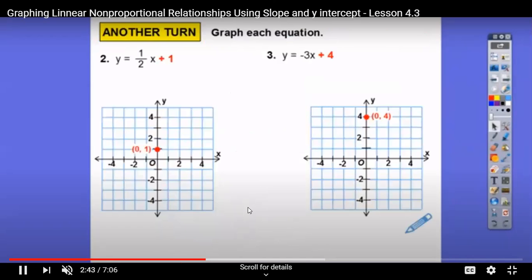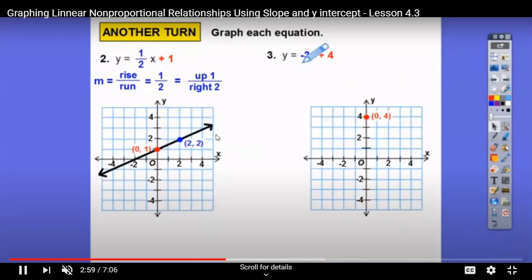One more question. y equals 1/2 x plus 1. Pick the y-intercept, so it will be (0, 1). And then we will use the slope, which is 1 over 2, meaning 1 unit up and 2 units to the right. And then you connect between the two points.